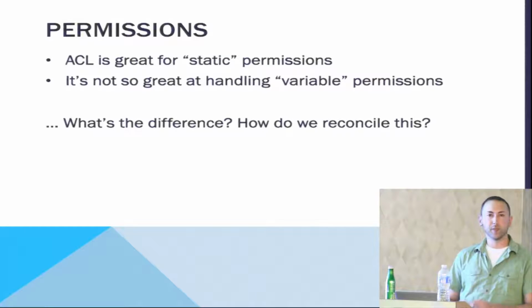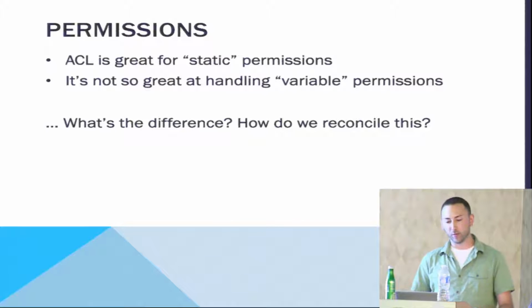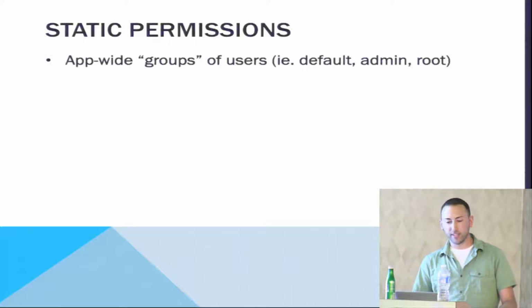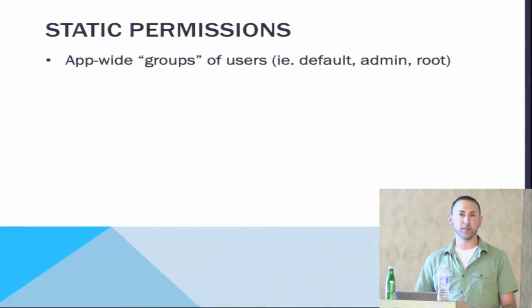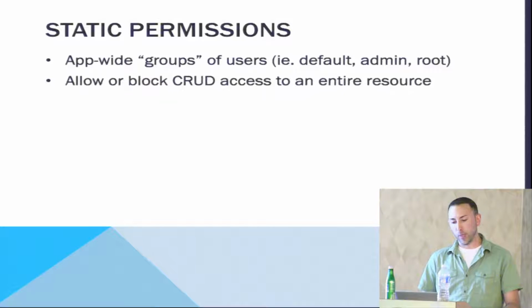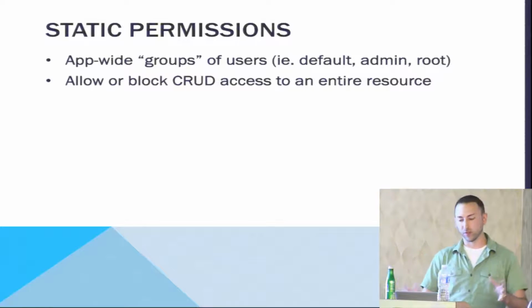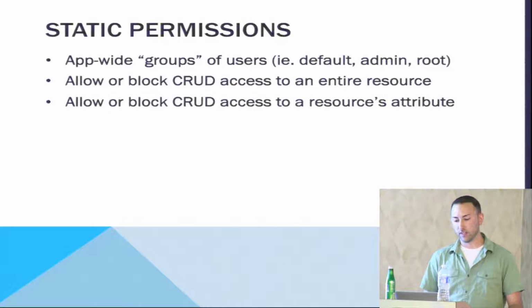So what's the difference between the static and the variable permissions, and how do we reconcile that? So static permissions have app-wide groups. This is the type of stuff you're used to in most apps. You have default users, admins, root users. And they allow or block CRUD access to an entire resource or a resource's attribute.